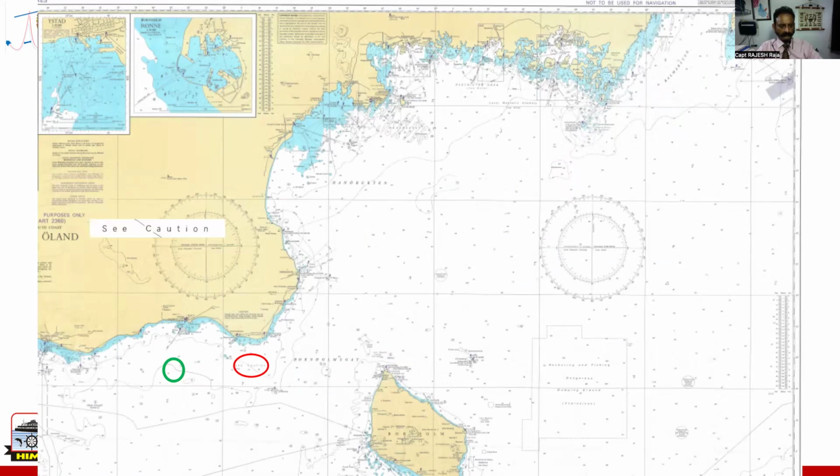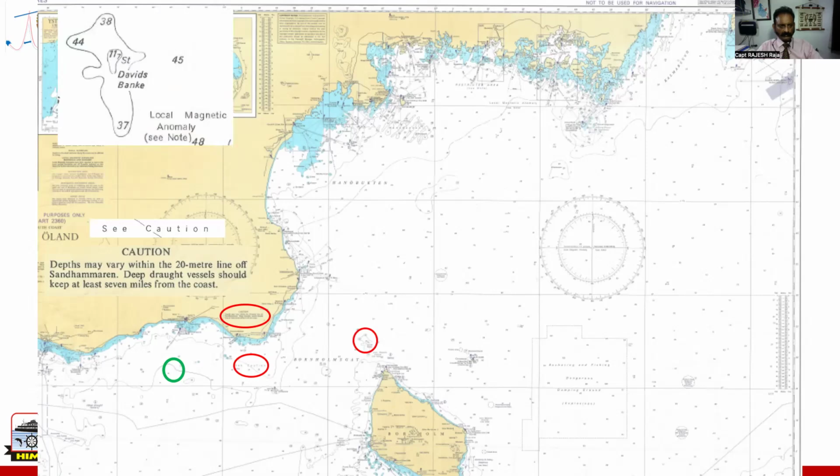Here again, I'm showing you those cautions. I've shown one more near the top of the island. You can see there's an 11.7 meter charted depth and you have a local magnetic anomaly. You need to be careful on this. Now let me start on the waypoints.